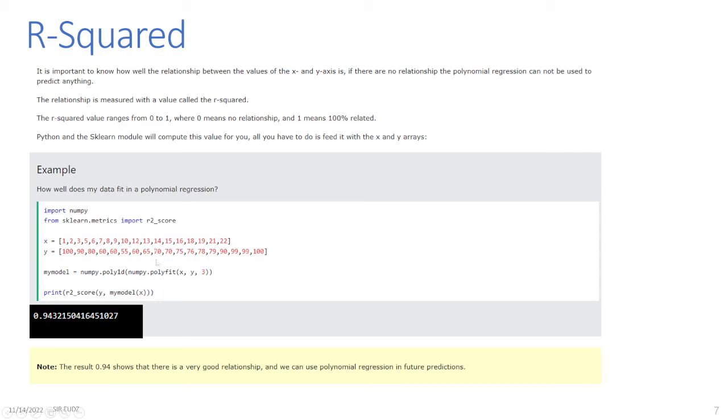So this is how we measure the relationship with the r squared, and the result for this example is 0.9432150. The result of 0.94 shows that there is a very good relationship, and we can use polynomial regression in future predictions. Take note that if you're near 1, then that means it's a good fit, so there's a relationship. But if it is near 0, then there's not a good relationship, and maybe we could not use polynomial regression.